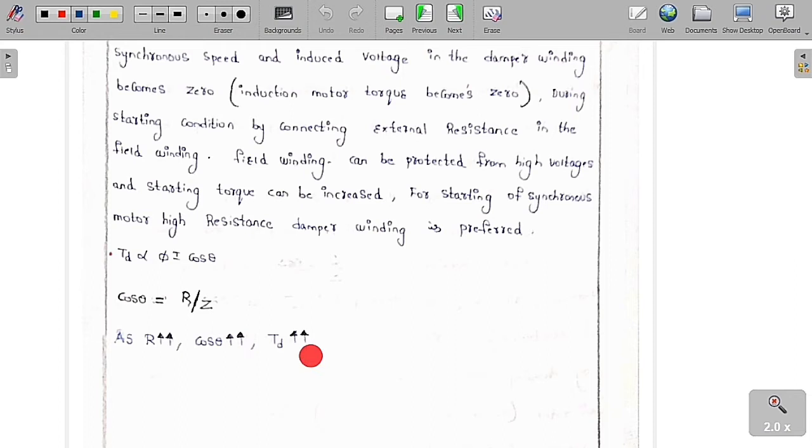So therefore, we can see that the amount of starting torque, or the deflecting torque, or induction torque will increase, because initially Nr is less than Ns, so it is going to act like an induction motor. After you give DC supply to the field winding, the magnetic locking is present, so it is going to act like a synchronous motor. But up to that time, it is going to act like an induction motor only. So these are the two methods by which we can start the synchronous motor: by using an auxiliary motor or by using the damper winding.